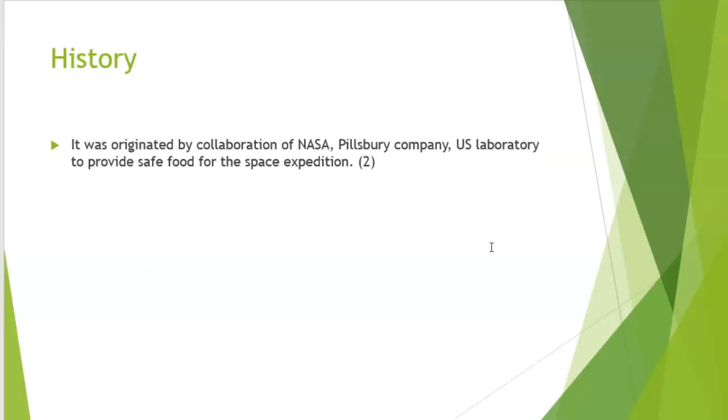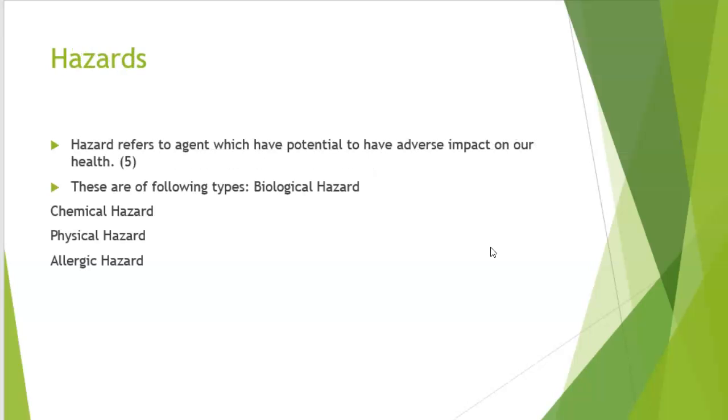So, what's the history of the HACCP? HACCP was created in 1960 by NASA, Pillsbury Company, and a US lab, to provide safe food for space expeditions. At that time, there was a space race, so there was a concern about how to avoid foodborne illness for astronauts in space. So the HACCP plan was created with the collaboration of NASA, Pillsbury and a US laboratory.